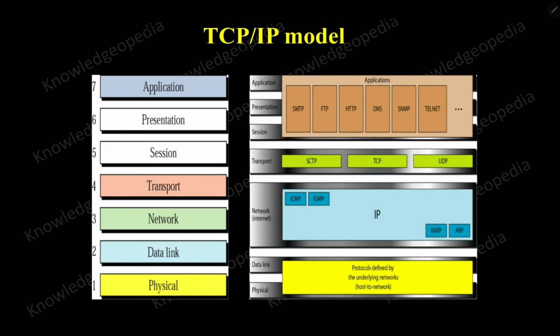Let us discuss the OSI reference model and TCP/IP model. This is the OSI reference model and the right side is the TCP/IP model. You can see the physical layer, the data link layer, and network layer, and transport layer are the same as in the OSI reference model. The top three layers, that is the application, presentation and session, all these three are combined to give the name application layer in case of the TCP/IP model.